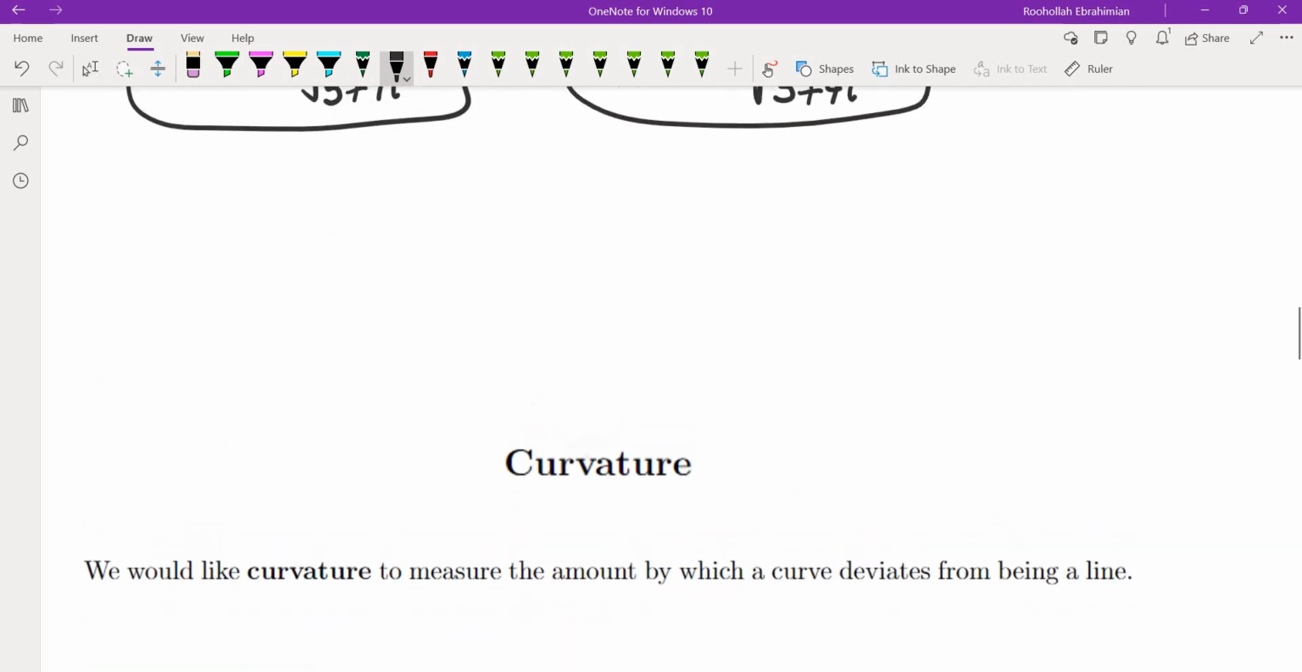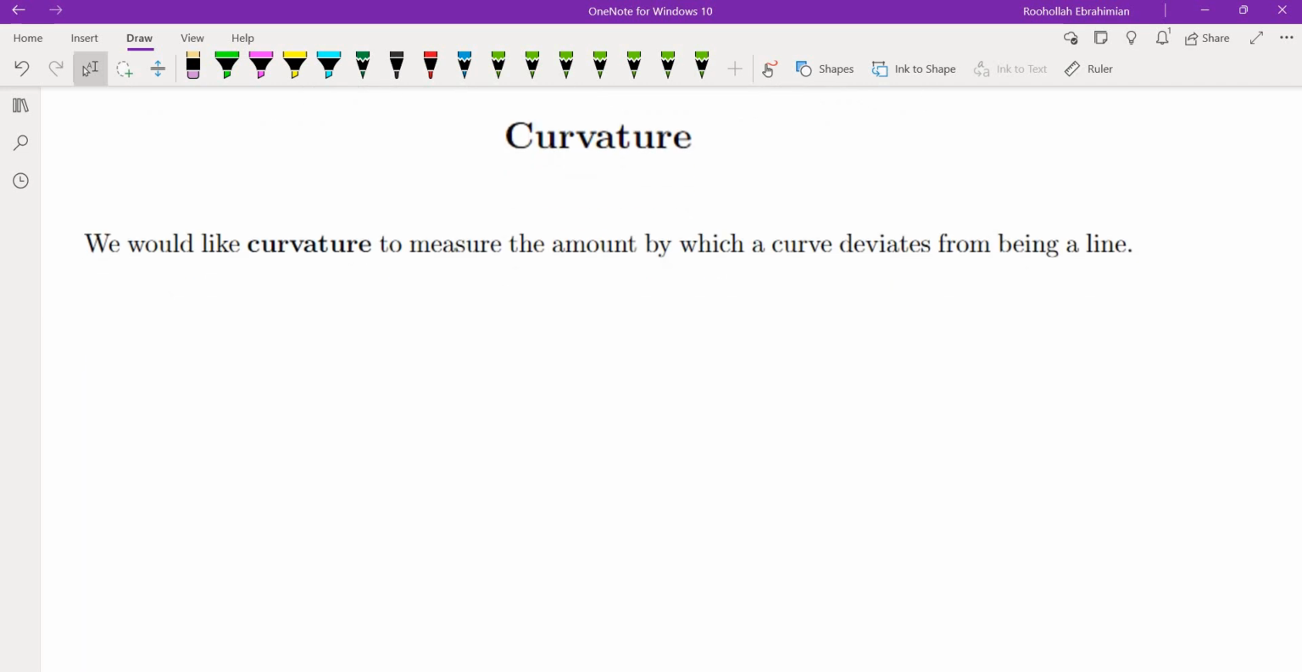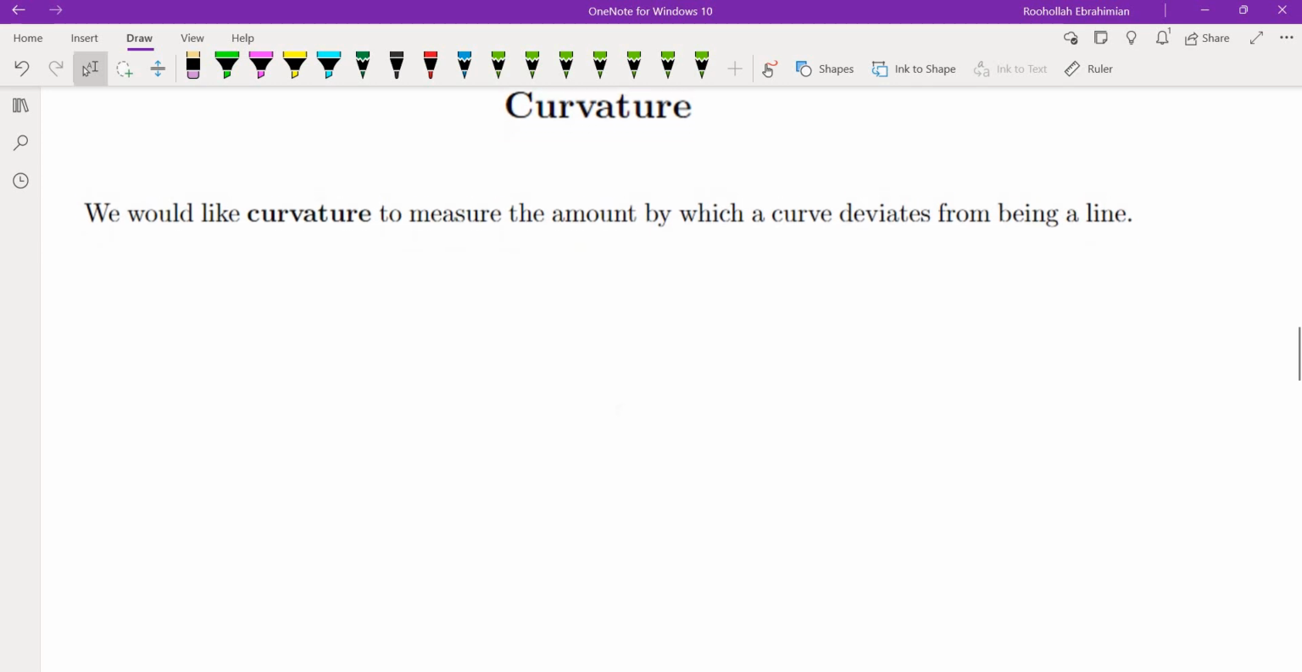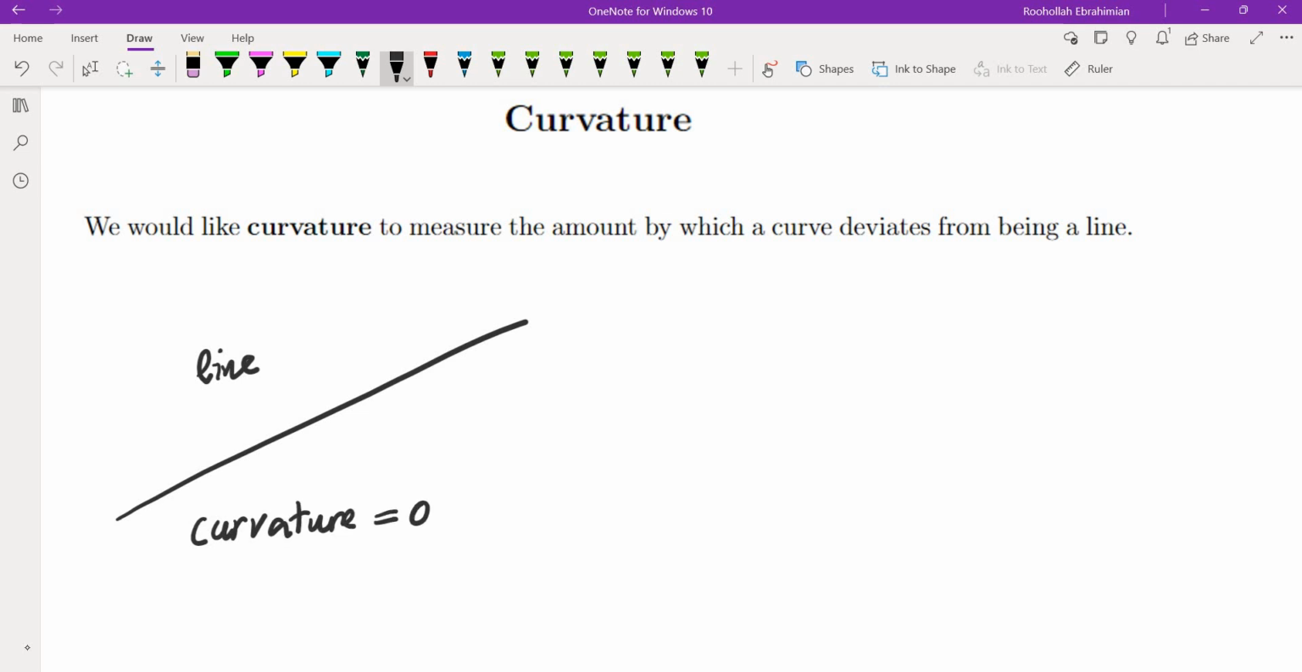Okay, so let's move on to a different topic. We're going to see some of the applications of this in the next section. So curvature. What is the curvature of a curve in space? We think about curvature as something that shows how much a curve bends. For example, if you have a line, we think about the curvature of this line as 0. We don't want to assign any curvature to this line, so we would like the curvature of this to be 0.